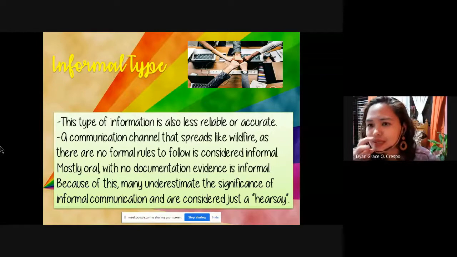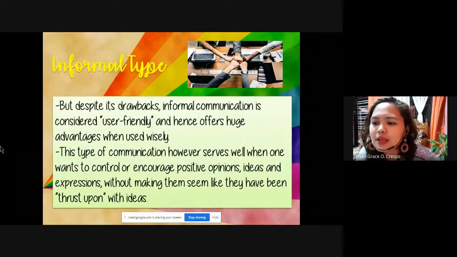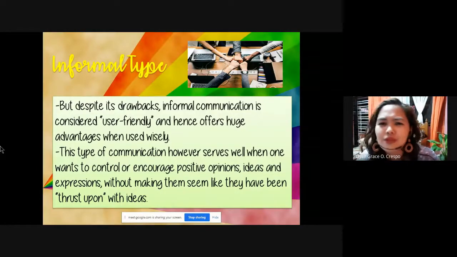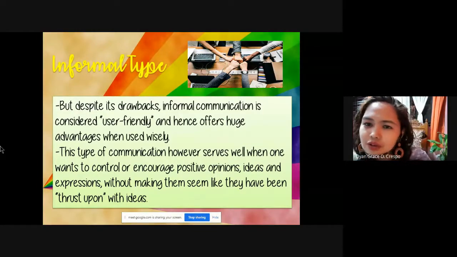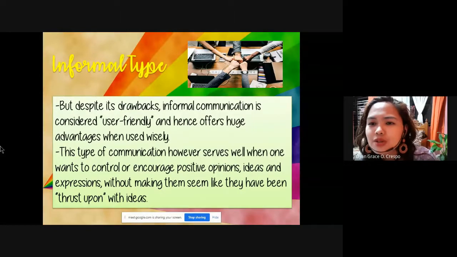Okay? So, masyado tayong masaya. And ang dami na ngayon ginagamit ang publicity just to have a lot of money. So, let's not be a victim of those kind of information. But despite these drawbacks, a lot of people will say, hindi totoo yan, it's not a reliable source, and sort of may drawback siya. However, informal communication is considered user-friendly and hence offers huge advantages when used wisely. This type of communication, however, serves well when one wants to control or encourage positive opinions, ideas, and expressions without making them seem like they have been thrust upon with ideas.